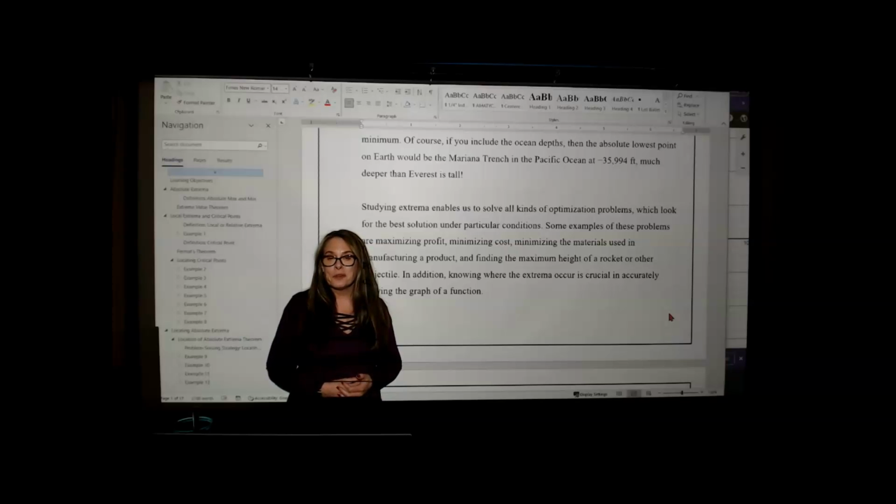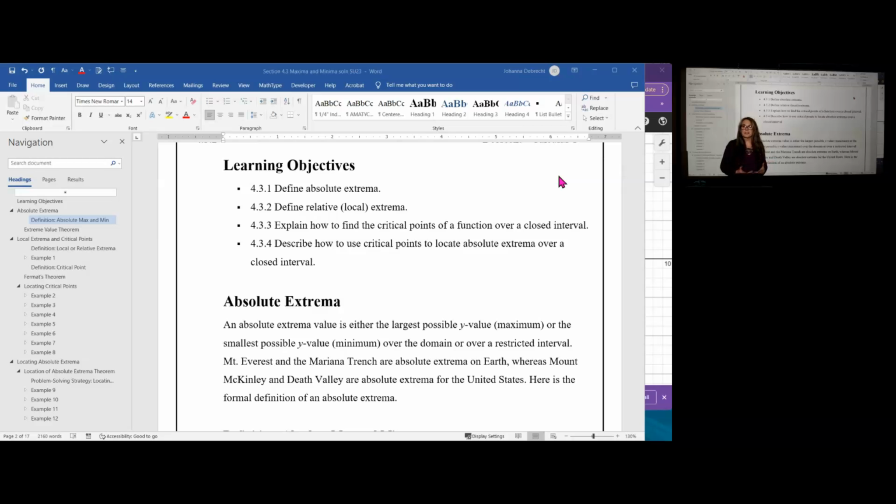Let me share my screen with you and we'll get started. So what are the learning objectives that we're going to be covering in this section? We're going to define absolute extrema, which we've already talked about in relation to the highest and lowest points on Earth. And we're going to define relative or local extrema, which again we talked about with the highest and lowest points in the United States. Then we're going to learn about what are called critical points of a function over some closed interval.